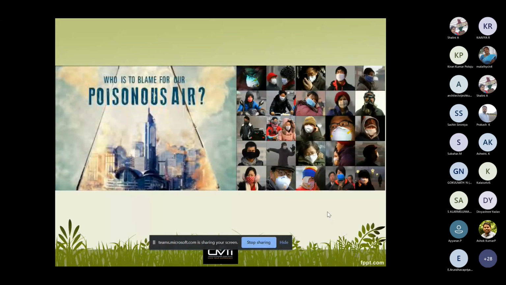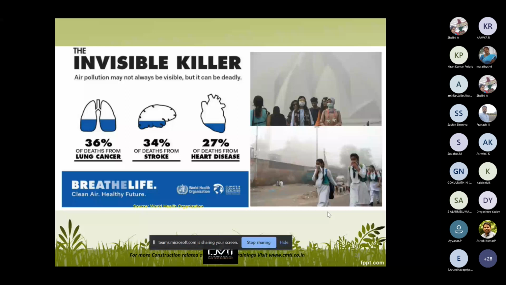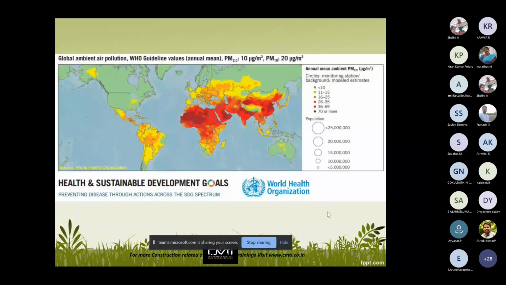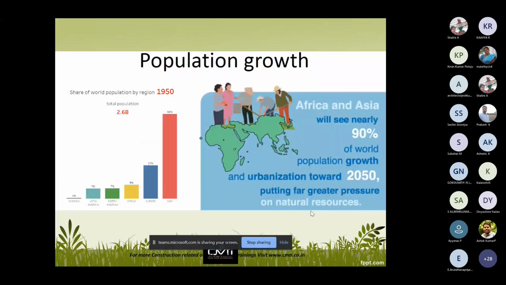An invisible killer is also there. That is the air pollution. Due to that, lung, stroke, and heart diseases. All this, our health is getting affected because of the environment we are having. So the World Health Organization and the European Union, all these bodies have some standards, and they set goals also to reduce the pollution and various measures which are affecting the environment.